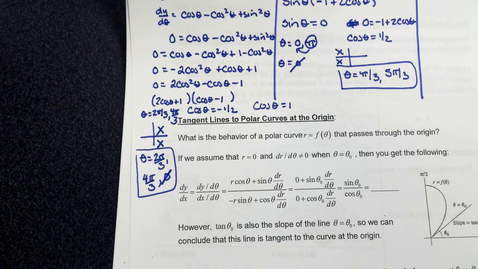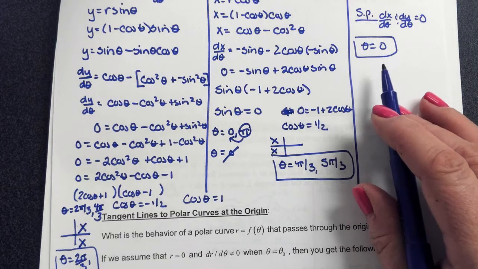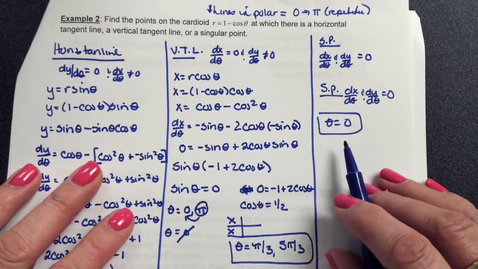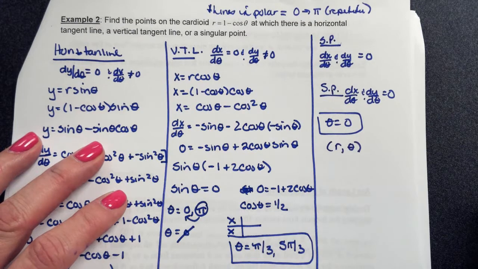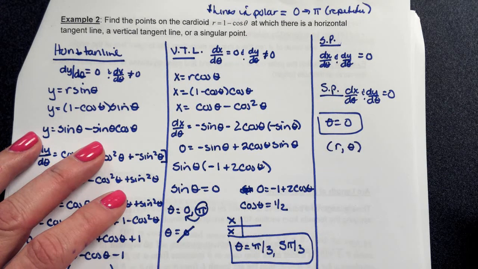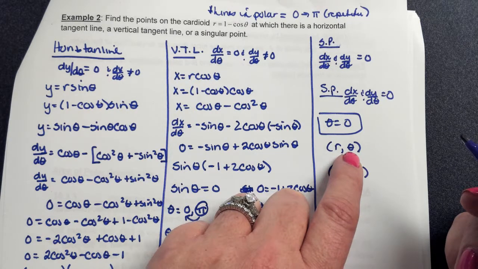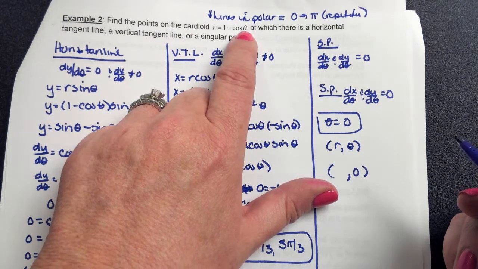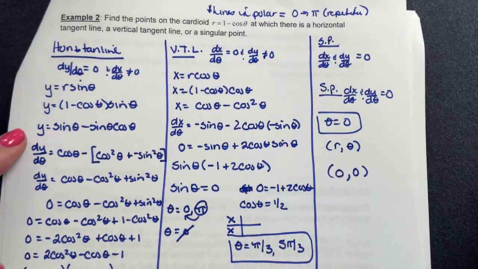Yes, Rashawn? Yep, so I'm not done yet. So okay, again, singular point. A point has an r comma theta value, correct? So an r comma theta. When theta is equal to 0, what's the r value going to be when I plug it in? Well, cosine of 0 is 1, and 1 minus 1 is 0.